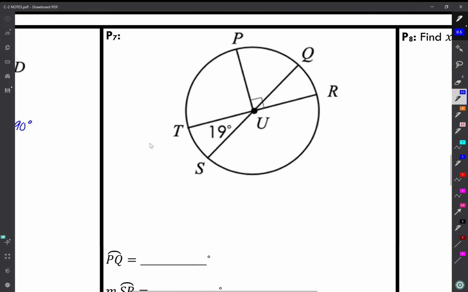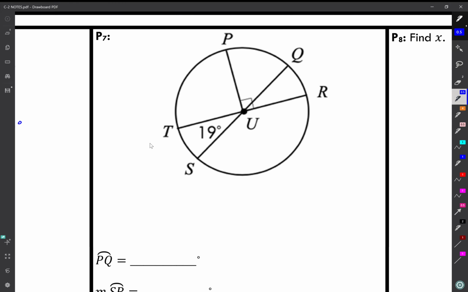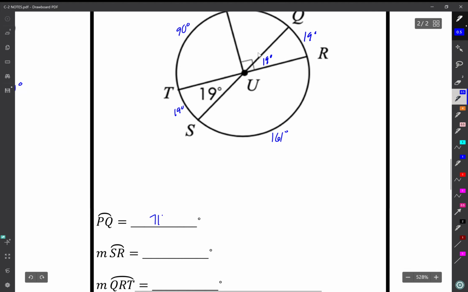Okay, next. Let's see what we can figure out here. This is 19, and this is 19. Okay, 90 minus 19 is going to give me 71 degrees right here. And I know this angle at P is a 90-degree angle because it shows there. So 71 degrees. That means this is a 90. And then to find this, we do 180 minus 19, which is 161 degrees. All right, cool. Now I think I've got everything I need. So PQ, 71 degrees. SR is going to be 161.